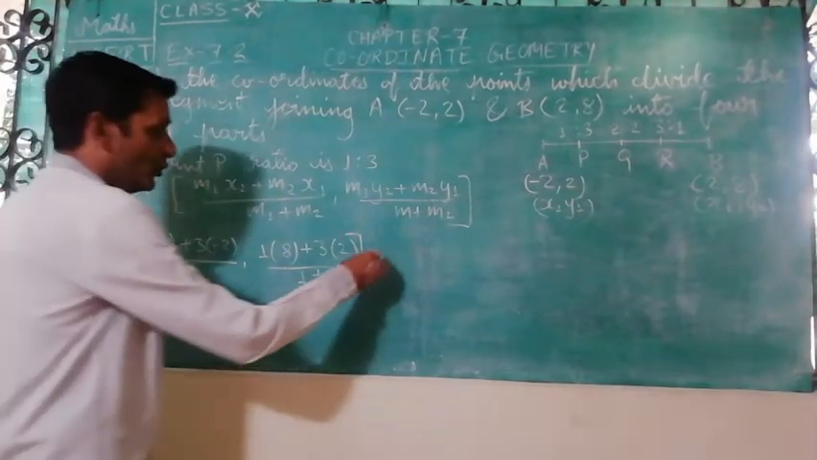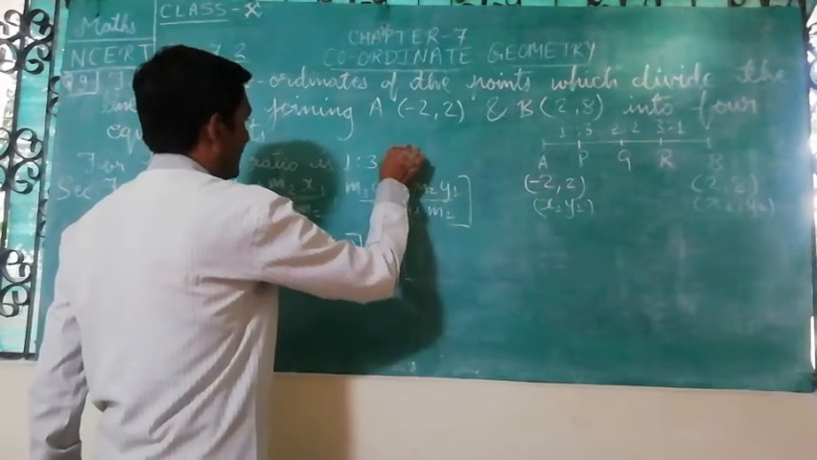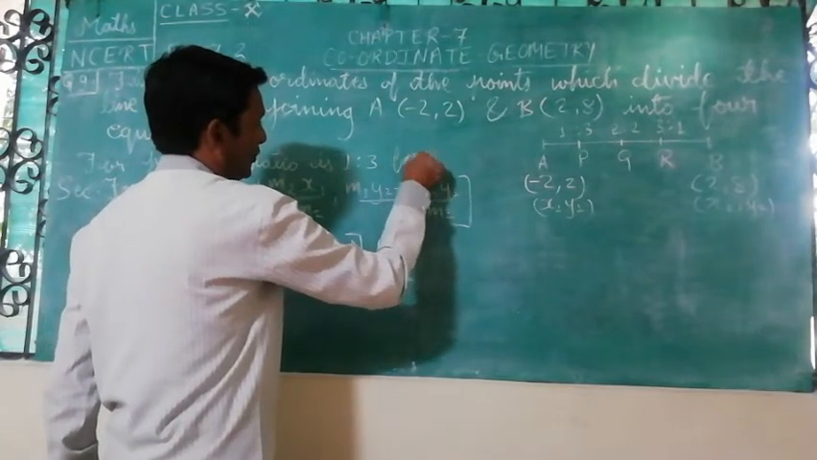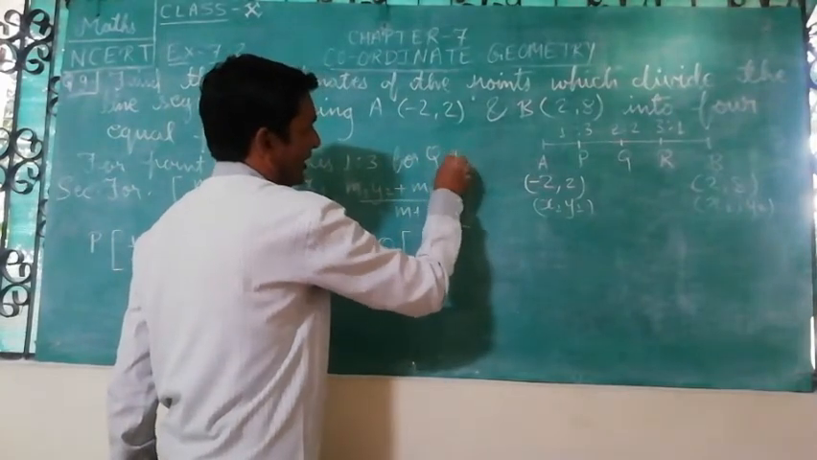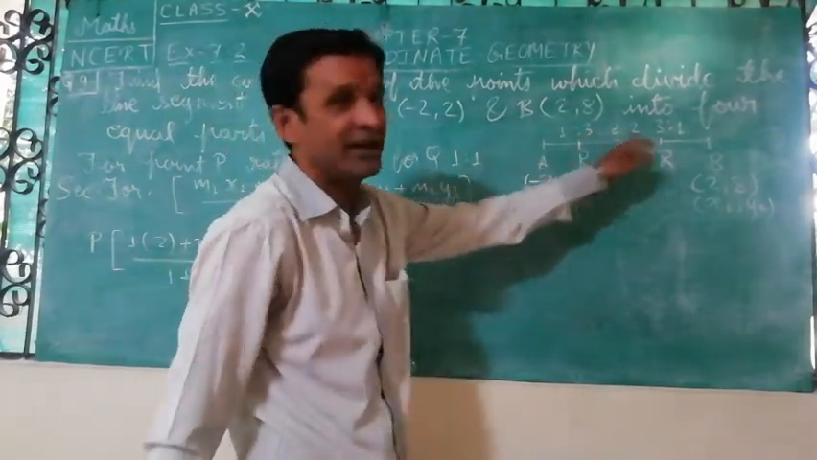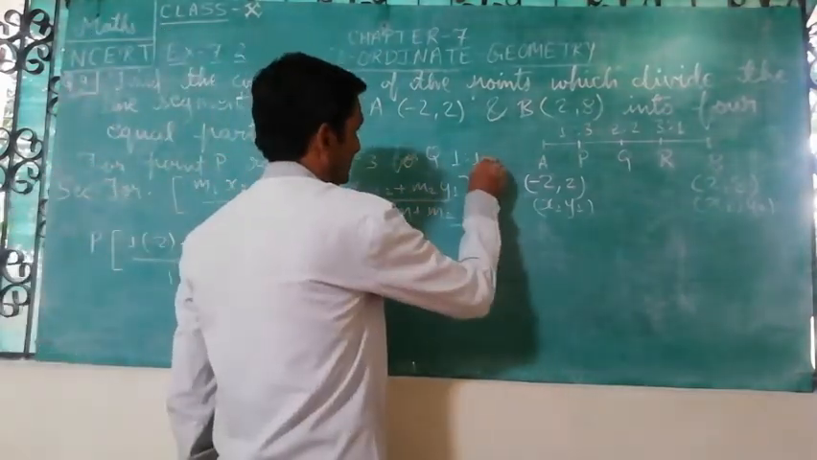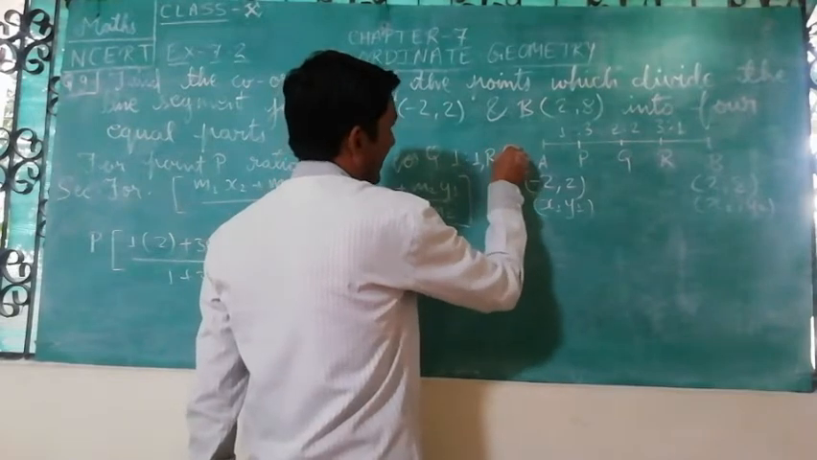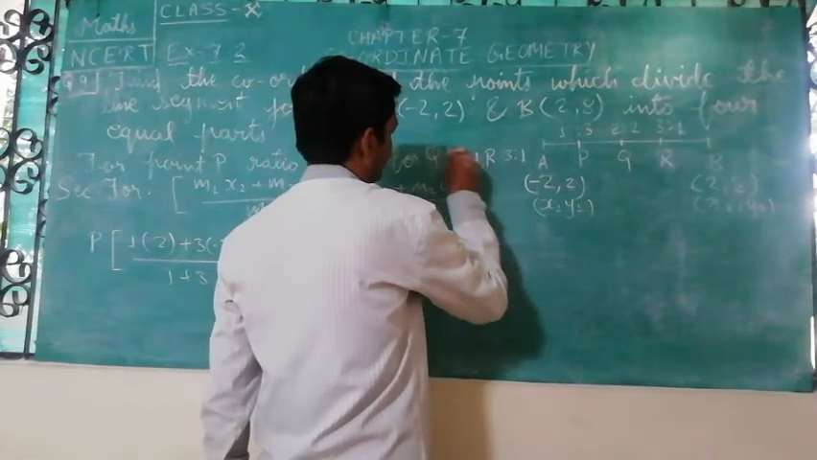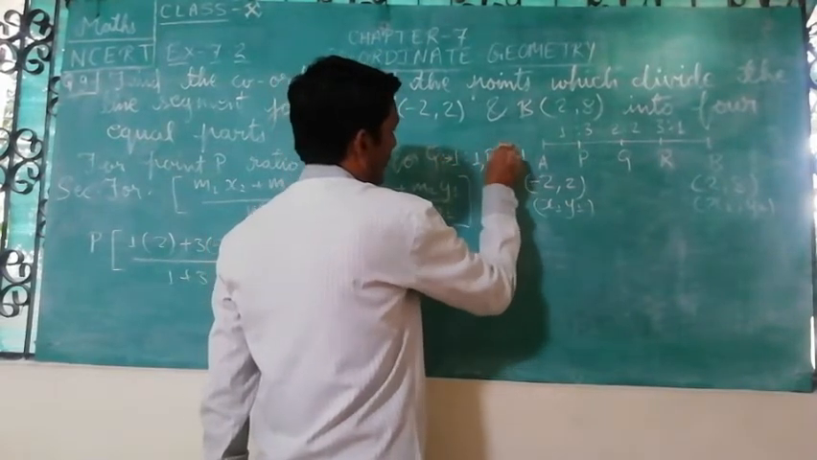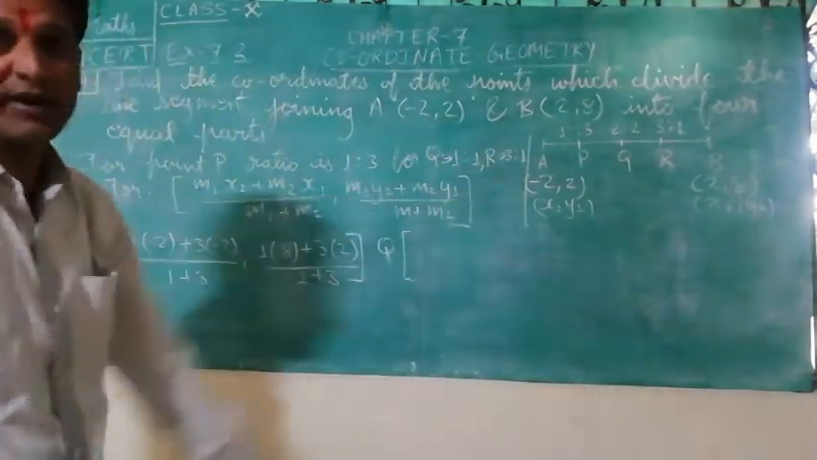Now what will be for Q? See, for Q it is 2:2, or we can say 1:1. 2:2 can be written as 1:1 because 2 upon 2 is equal to 1 upon 1 only. And for R it is 3:1. Here the ratios are mentioned for all the 3 points P, Q and R.